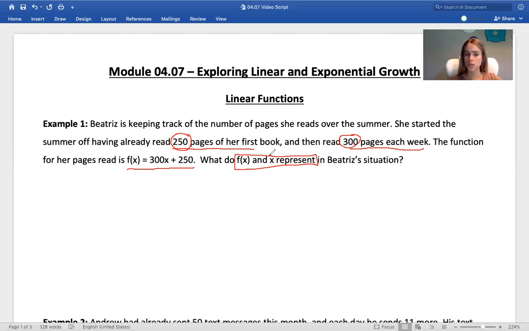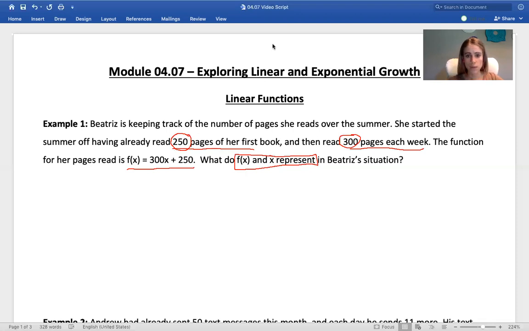Well, let's start with f of x, because remember, f of x is telling me that not only is it in function notation, but that is just a fancy, or the function, way of saying y. So that's what f of x means algebraically. But now we want to know what it represents. What does it represent in this story?